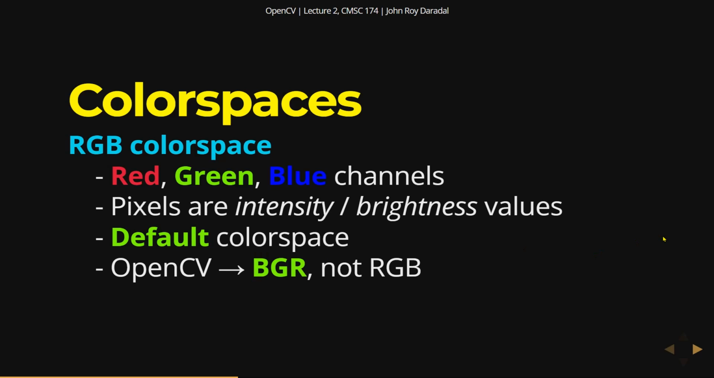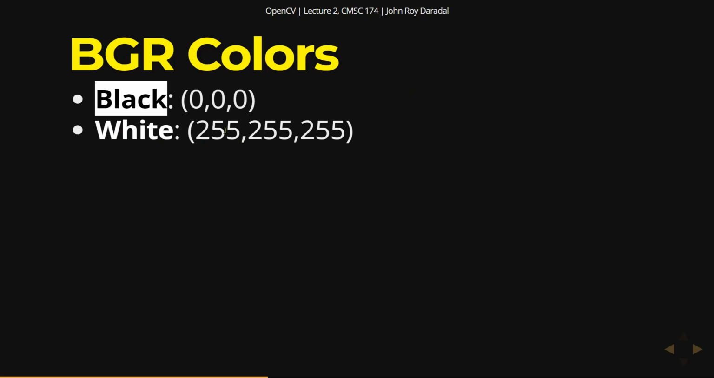Now some examples of colors in BGR would be black would look like this, 0, 0, 0, because it's 0 in all 3 channels, meaning there is an absence of brightness, so it's pure darkness. So 0, 0, 0, that's black. If it's white, then it's full 255 for all 3 channels, meaning it's full brightness or full intensity for all three, that makes it white.